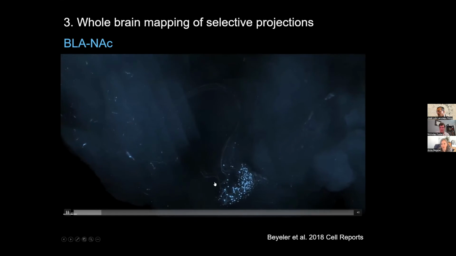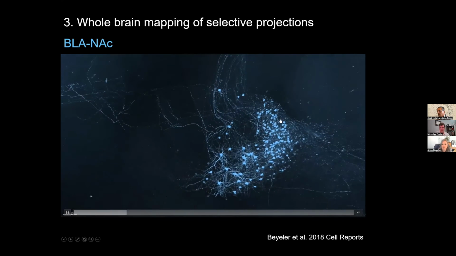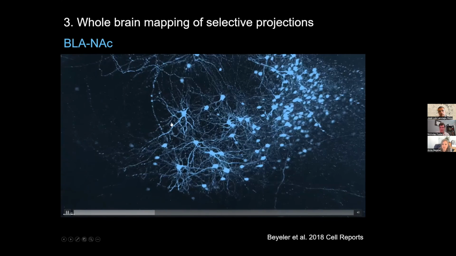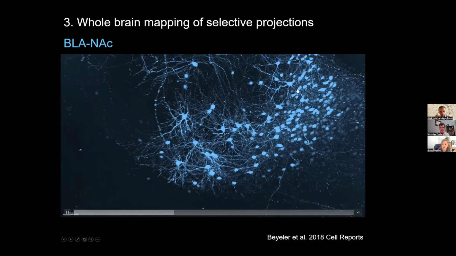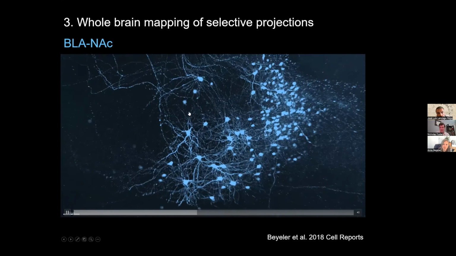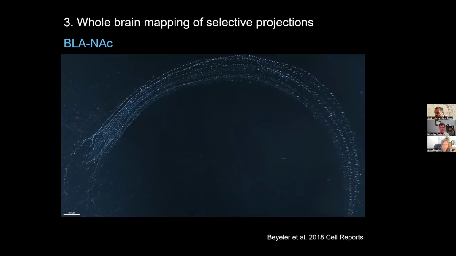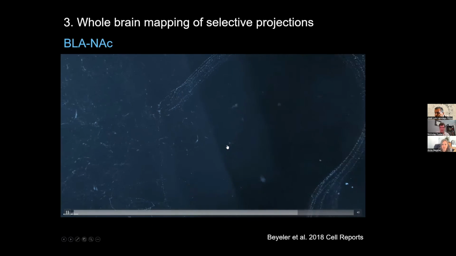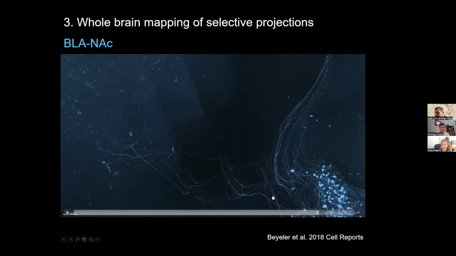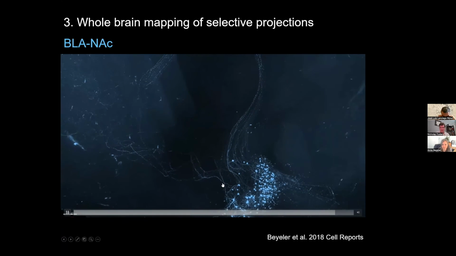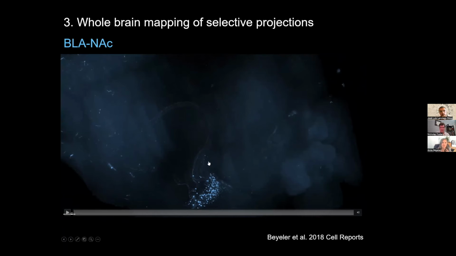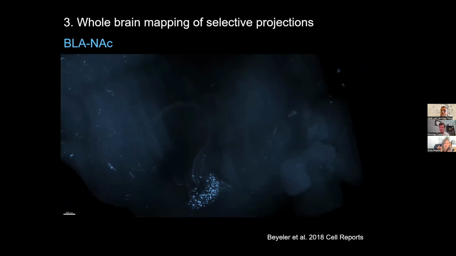Okay, so here you have the whole brain. This is the BLA, the anterior and posterior part. And you see the magnocellular neurons and the parvocellular neurons in the posterior part. And you can see and follow the axons going all the way to the nucleus accumbens. And what was very interesting in this sample is that you could also see the ventral path that was going from the BLA to the nucleus accumbens. Okay, so the clarity really allows you to follow the axonal path from the upstream region to your downstream target.